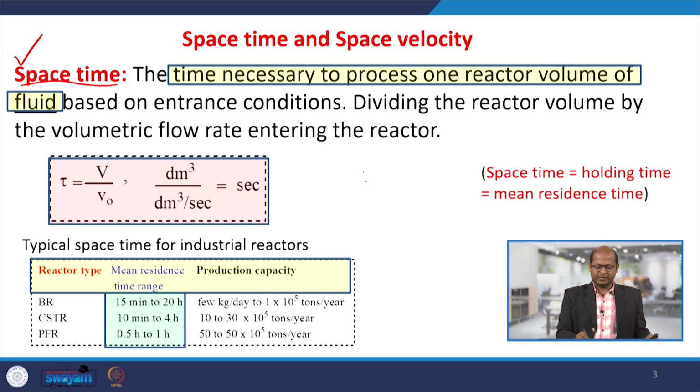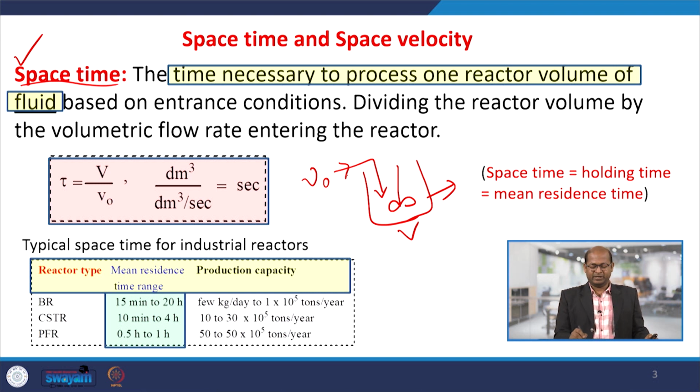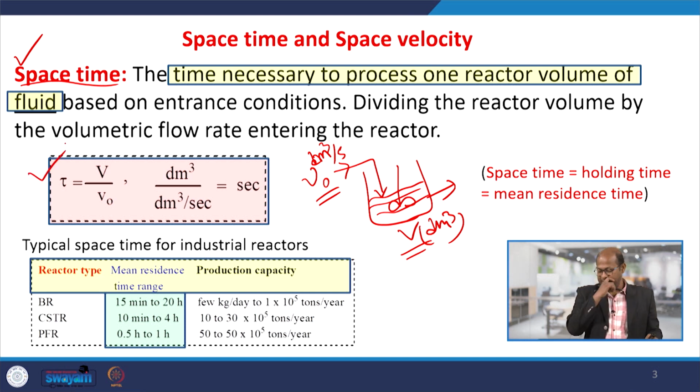Here, let us say this is a CSTR reactor. The reactor has a particular volume, and the reactant is fed into the reactor for that reaction. This is the volumetric flow rate, and this is the volume of the reactor. The volume has units of dm cubed and the volumetric flow rate has units of dm cubed per second. So, the space time is expressed in terms of tau, which equals V by V naught. So, V by V naught is the space time, and it is expressed in units of time.